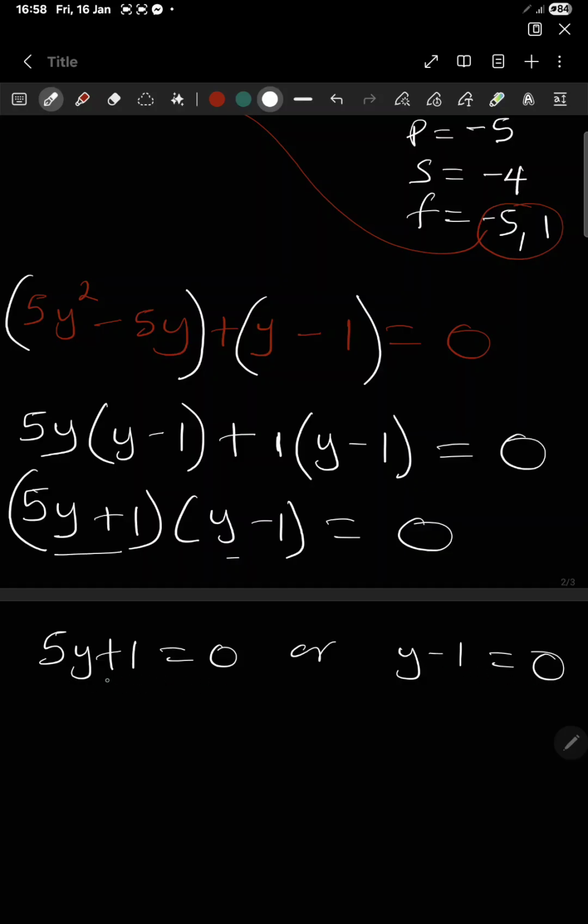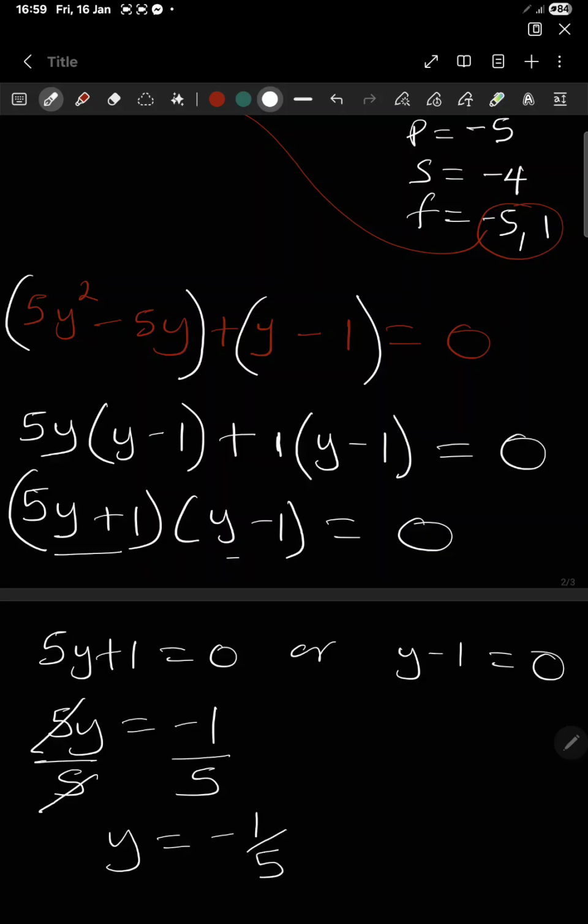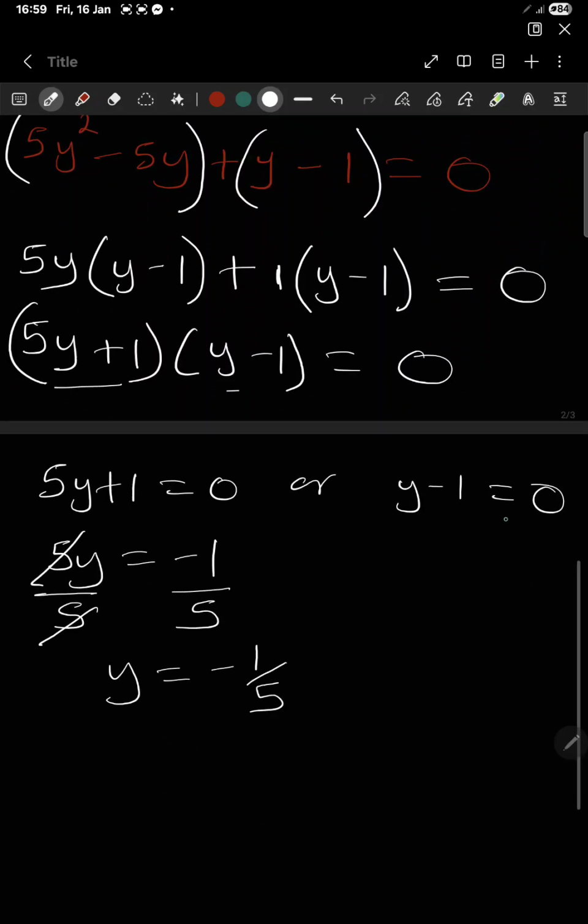So solving for y here, you are going to have 5y is equal to -1. Therefore, for you to get the value of y, you divide by 5, you divide by 5. This and that will go, and our y is going to be -1 over 5. Then you come here, you also solve for y. Solving for y here, you are going to have y is equal to, you only take the 1 to the other side, which is going to be +1. So you have two values of y. You have y is equal to -1 over 5 and y is equal to 1.